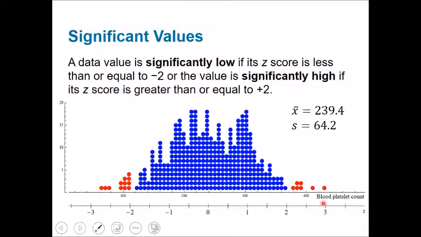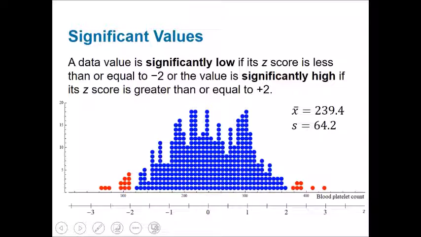Example 2 from section 3-3 of the book is about blood platelet count. If the count is too high, you might have too many blood clots. If the count is too low, you might bleed too easily. Significantly high values are at least 2 standard deviations above the mean, or z is greater than or equal to 2.0. Significantly low values are at least 2 standard deviations below the mean, or z is less than or equal to -2.0. I've indicated the significantly high values and significantly low values in red.